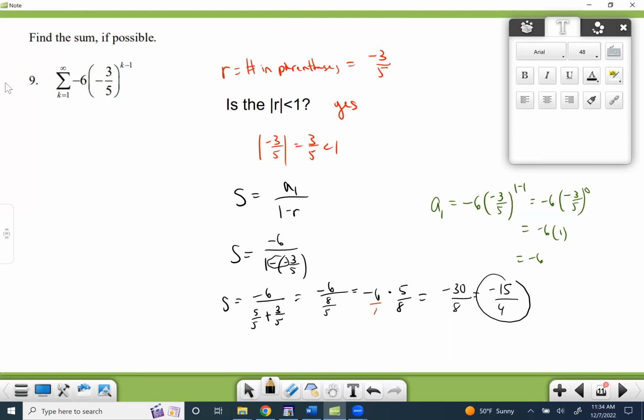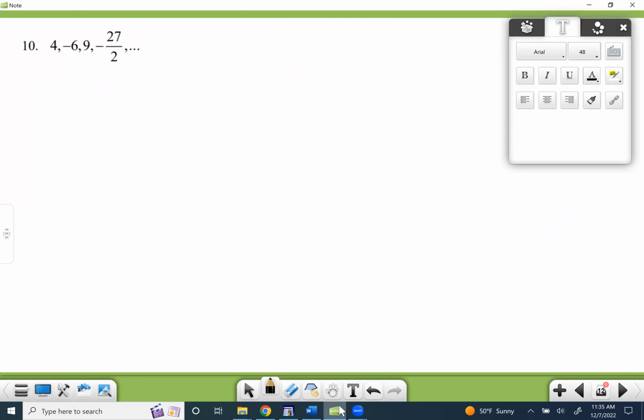Now, on the test, how do I know I'm using this formula and not the other one? There's an infinity up here, which means it's an infinite sum. So this is the formula for an infinite sum. The other one's the formula for a finite sum. Okay. All right, let's write down our formula again.